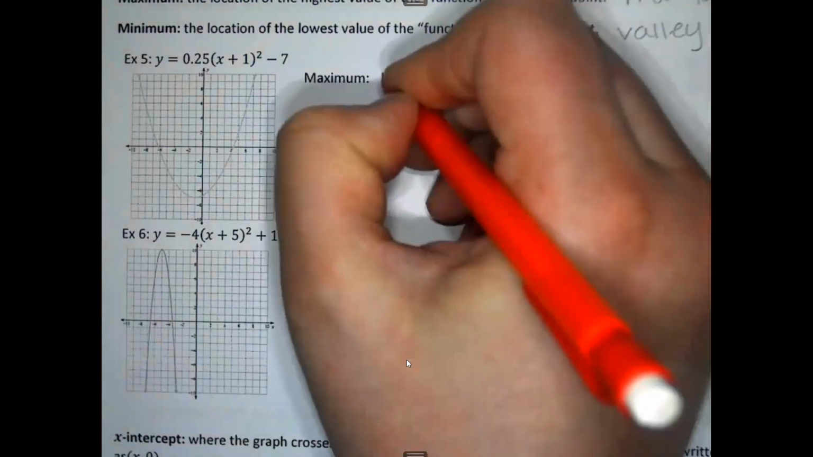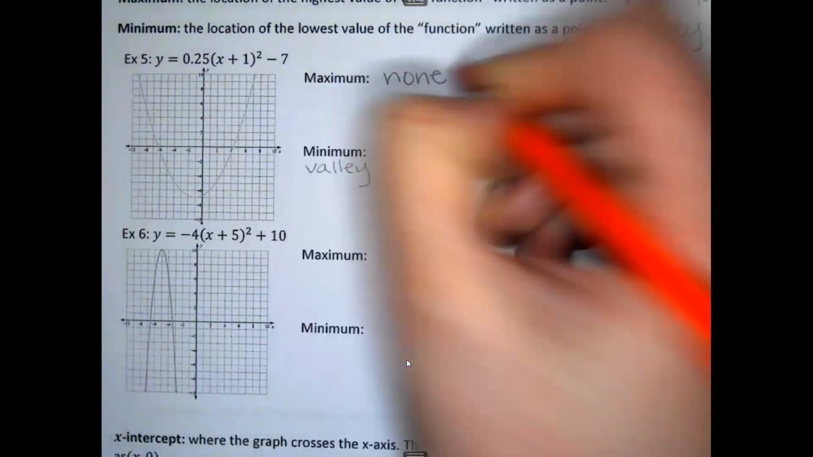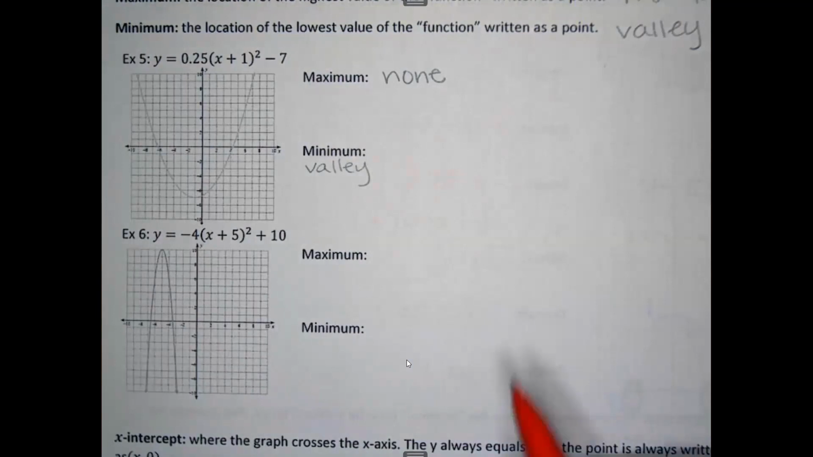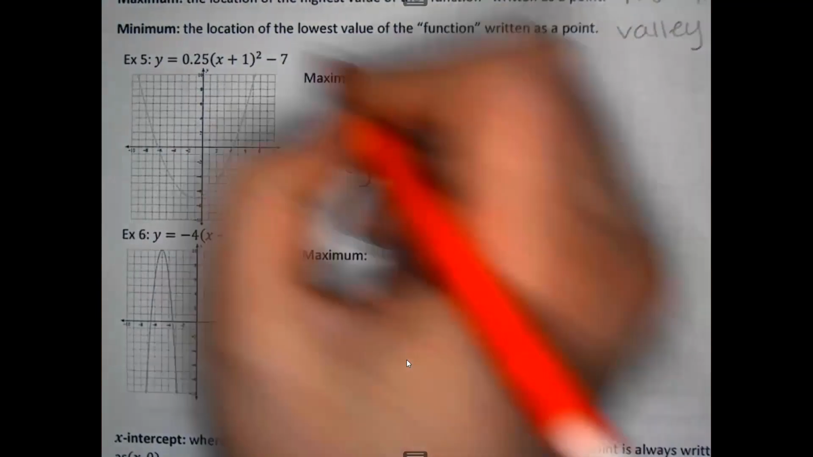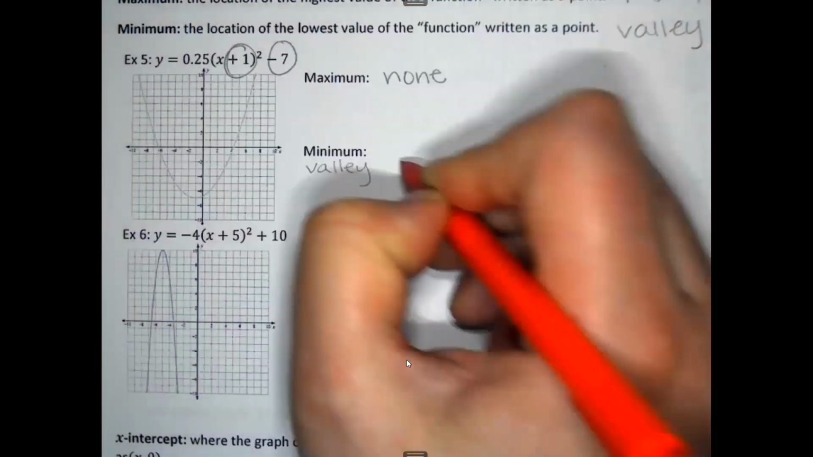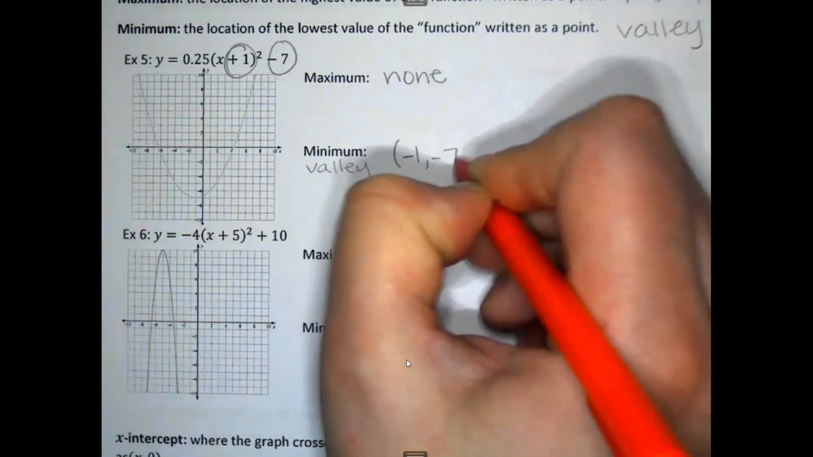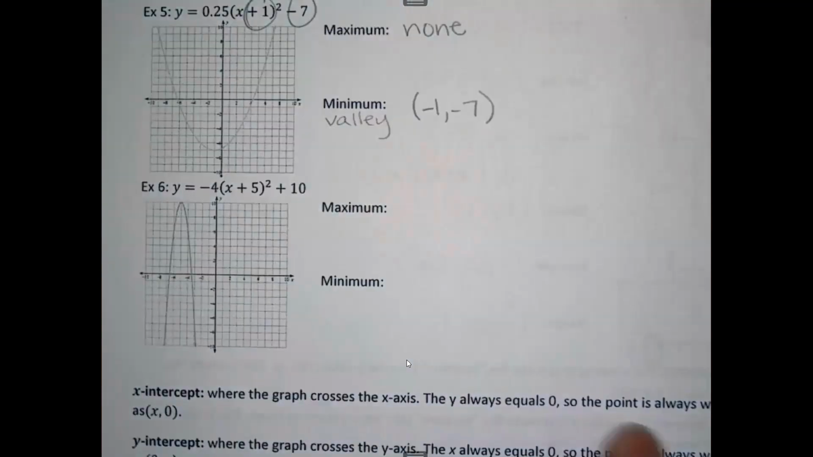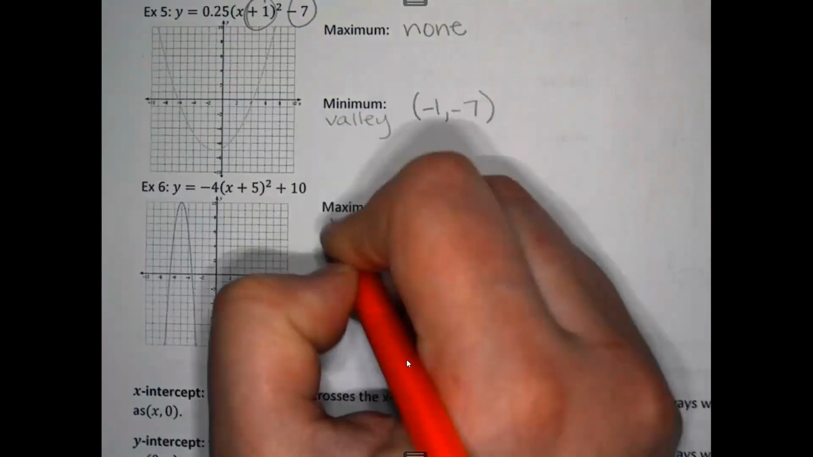So for the maximum, we're going to put none. The minimum or the valley is the same point as the vertex. So can somebody tell me what the minimum is? -1, -7. Perfect. All right, for the next one, does it have a maximum or a minimum? It has a maximum. It has a mountaintop.